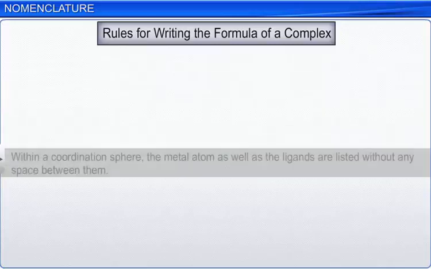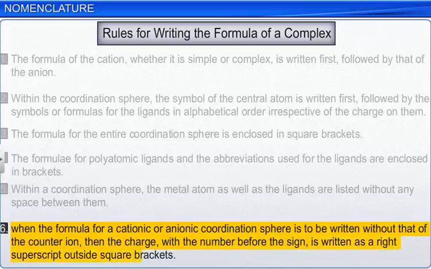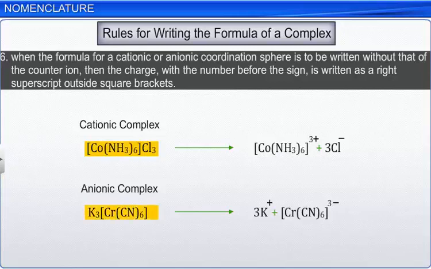Yet another rule is that when the formula for a cationic or anionic coordination sphere is to be written without that of the counterion, then the charge with the number before the sign is written as a right superscript outside square brackets. For example, the complex ions of cobalt and chromium with the charge on the respective ions are shown here.